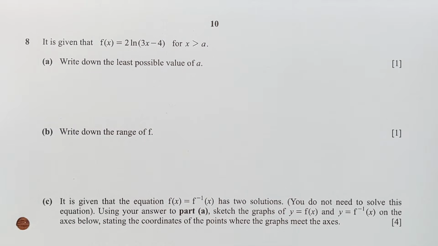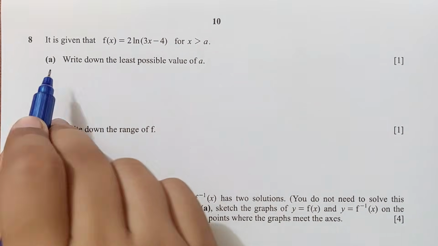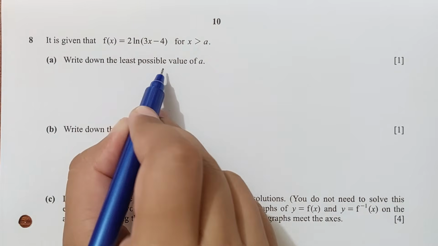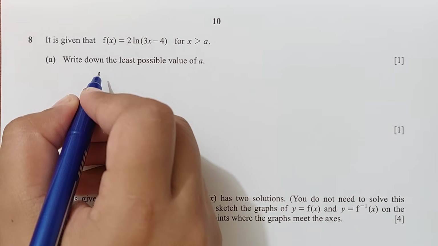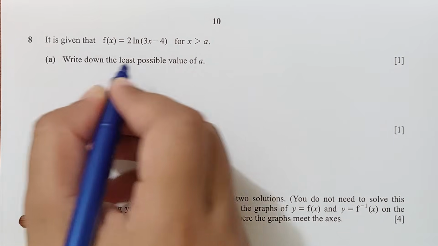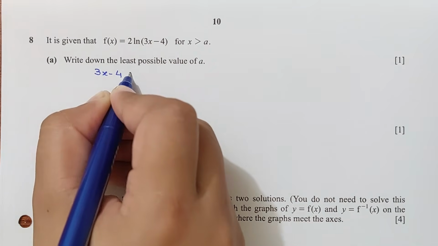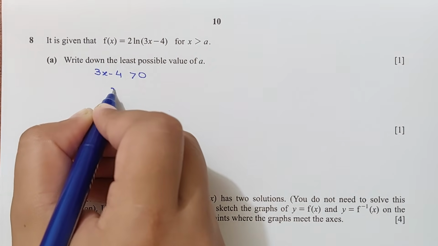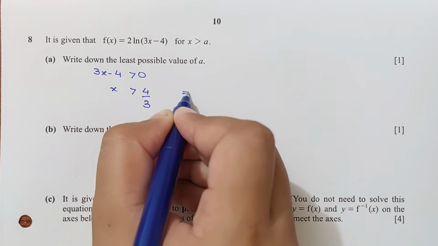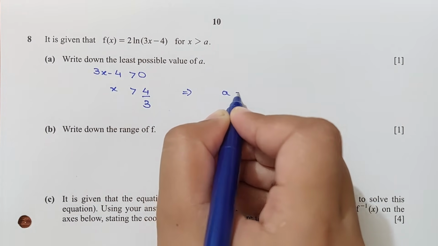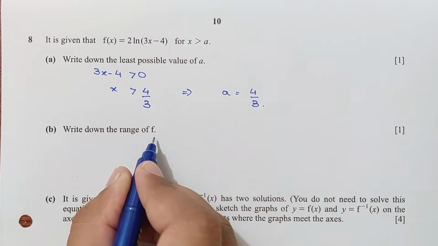Question number 8, it is given that f of x equals 2 ln of 3x minus 4 for x is greater than a. Part A, write down the least possible value of a, right? So the least possible value of a is, we can say, this is basically the domain. We can say 3x minus 4 should be greater than 0, or we can say x should be greater than 4 by 3. Right, so here we can say the least possible value of a is equal to 4 by 3, right?